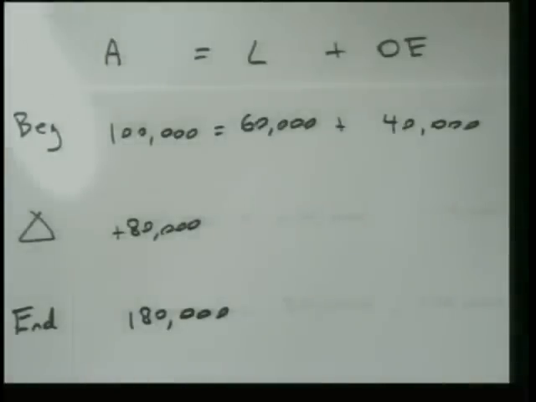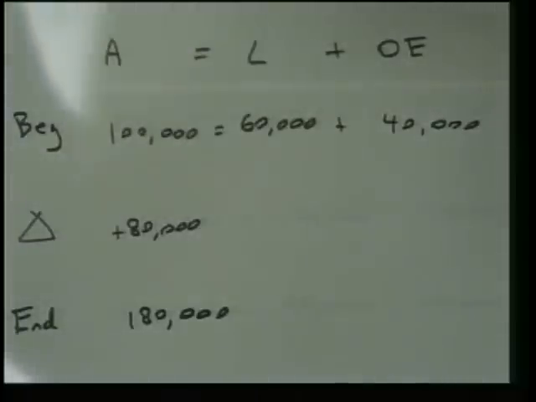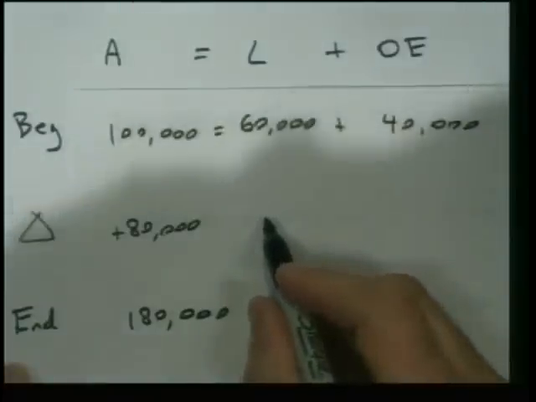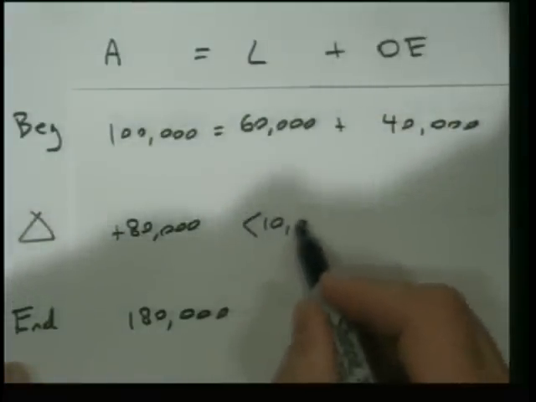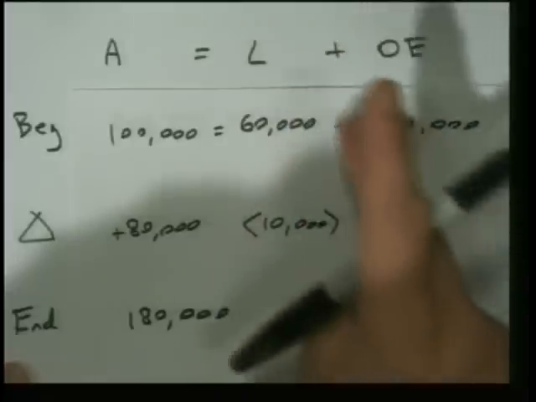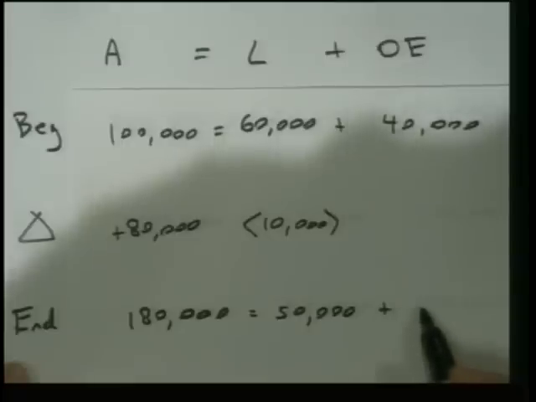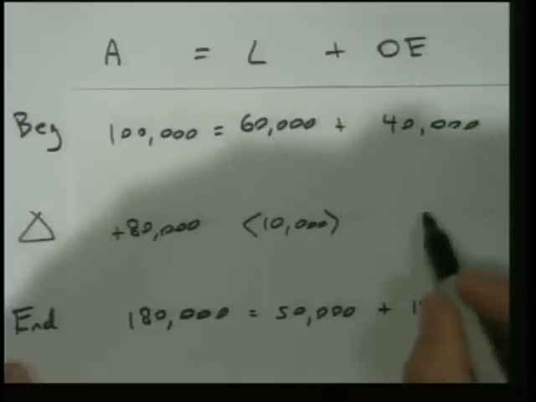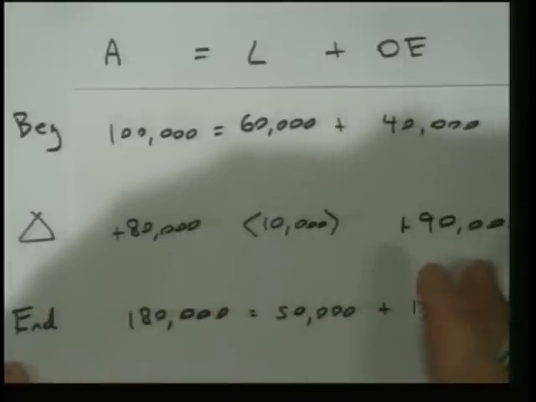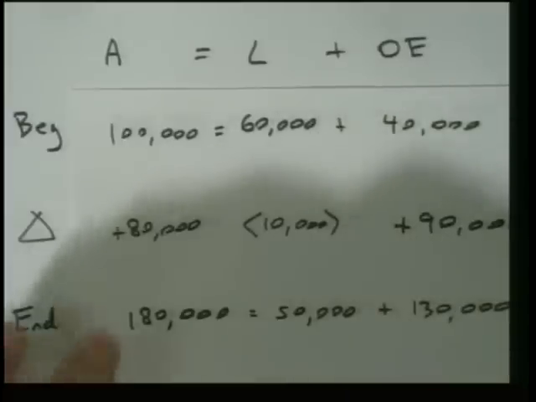Let's see what else they tell us. Liabilities decrease $10,000 during the year, correct? So liabilities go down by 10,000. So 60 minus 10 equals what? 50? So what does owner's equity have to equal? 130? 40 plus what equals 130? 90? Okay, well, does 80 equal negative 10 and 90? Yeah, it does, doesn't it? Okay. See how those work?